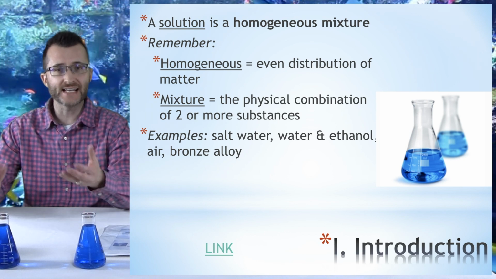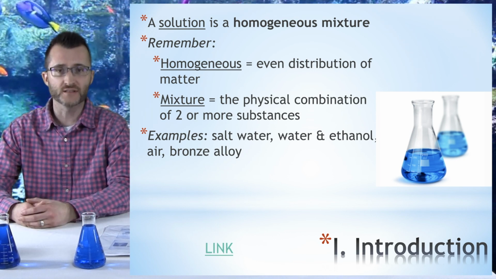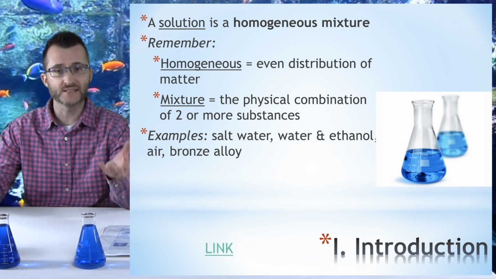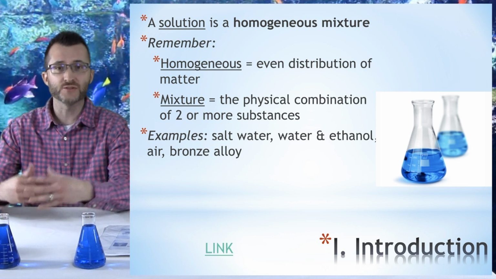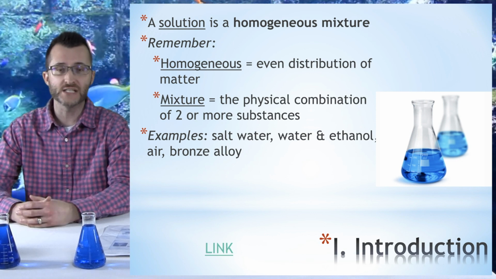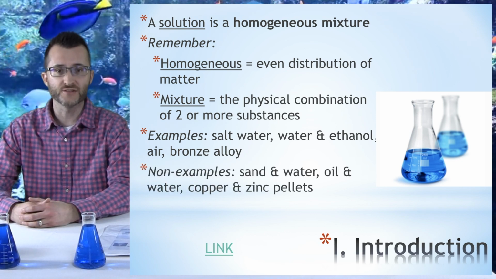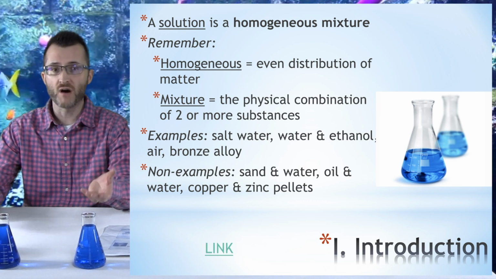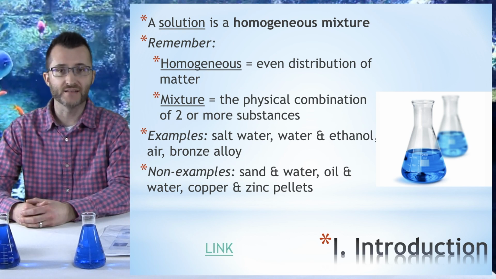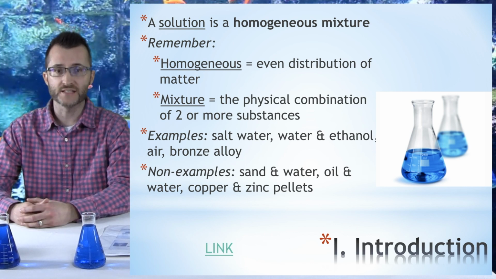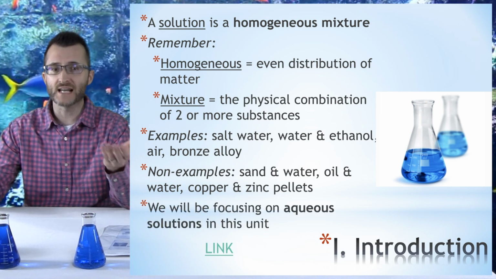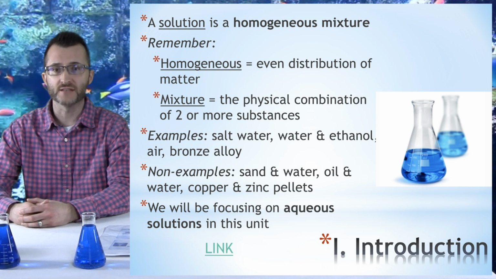Now the alloy you can't see through, but if you recall from earlier in the year, we talked about how you could take two metals, melt them down, mix them evenly, and then when it cools back down to a solid, it's still homogeneous. Non-examples include sand and water, oil and water, or copper and zinc pellets. These would be heterogeneous mixtures because the particles are unevenly distributed. We'll be focusing on aqueous solutions in this unit.